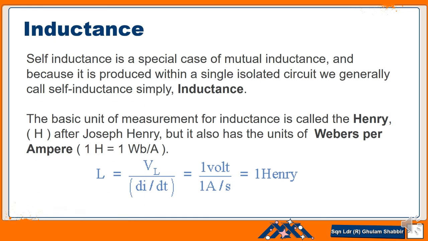So self-inductance is a special case of mutual inductance, and because it is produced within a single isolated circuit, we generally call self-inductance simply inductance. The basic unit of measurement for inductance is called the Henry, denoted by capital H after Joseph Henry, but it also has the unit of Webers per ampere. So 1 Henry is equal to 1 Weber divided by ampere.